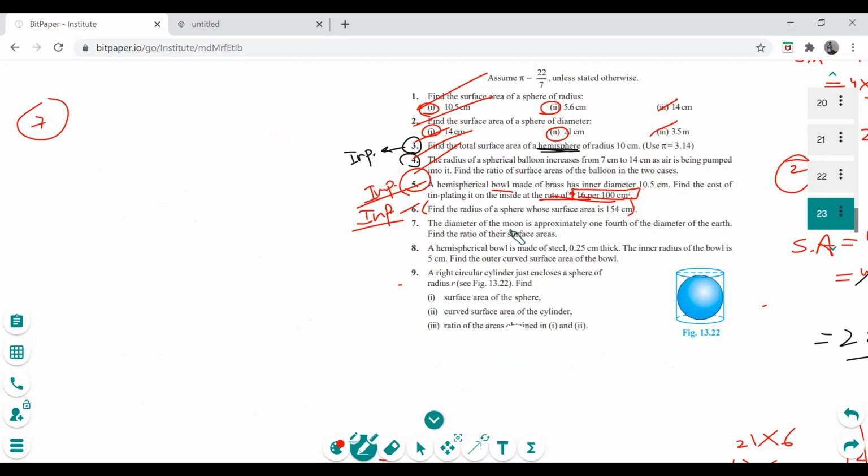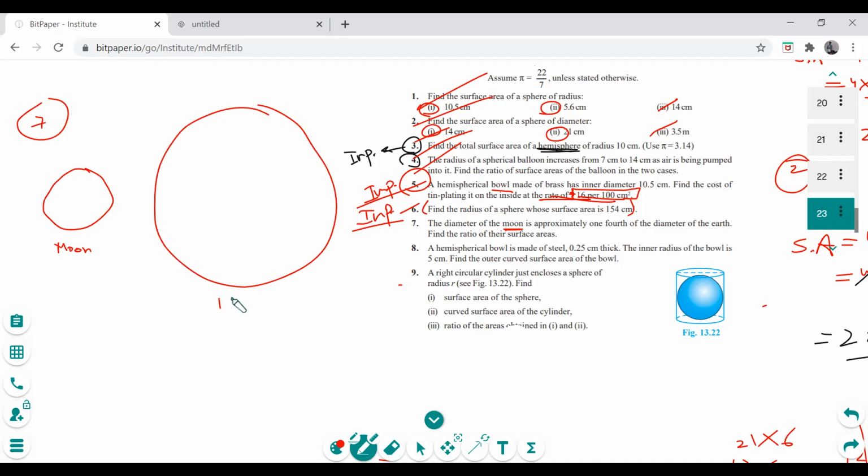The diameter of the moon is approximately 1/4 of the diameter of the earth. Which one will be bigger? Tell me, moon or earth? Sir, Earth. Thank God. So it's moon, and we have earth here. That's quite big. So the diameter of the moon, suppose there is a diameter d. I'm calling the diameter capital D for this one, because it's bigger. The diameter of the moon is approximately 1/4 of the diameter of the earth. That makes sense to everyone? Yes.